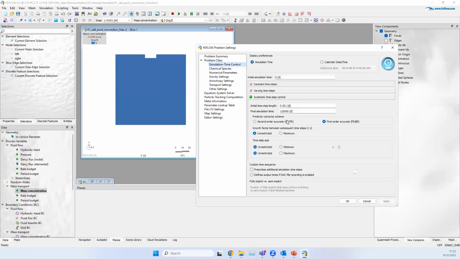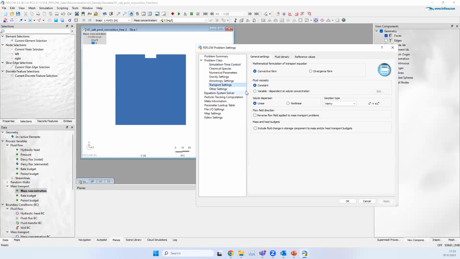The simulation runs for a long time because these density-driven processes take a while to equilibrate. So you run it for a long time, and I use first-order accurate because it's a better approximation for the time steps for these heavy calculations of density-driven flow. Sometimes, depending on the type of model, you need to control the time steps, say to reduce the time steps to maintain the equilibrium.